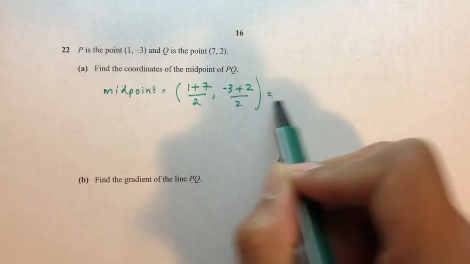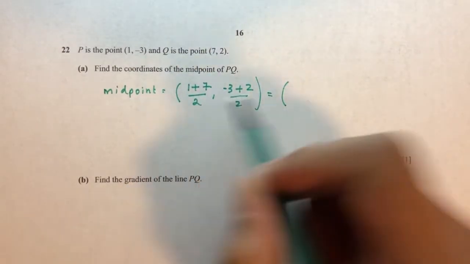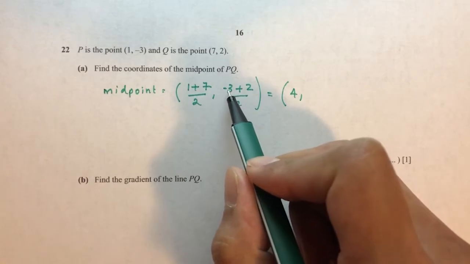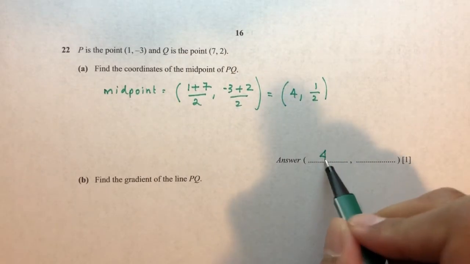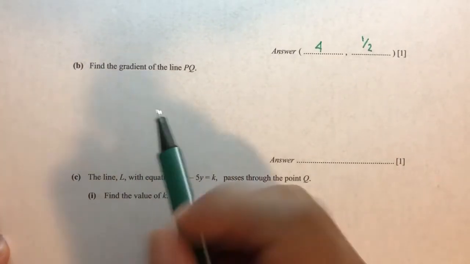So simplify, we have 8 divided by 2 is 4. And then -3 plus 2 will be -1 over 2. And that is your answer for part A, which is (4, -1/2). So now part B, find the gradient of the line PQ.